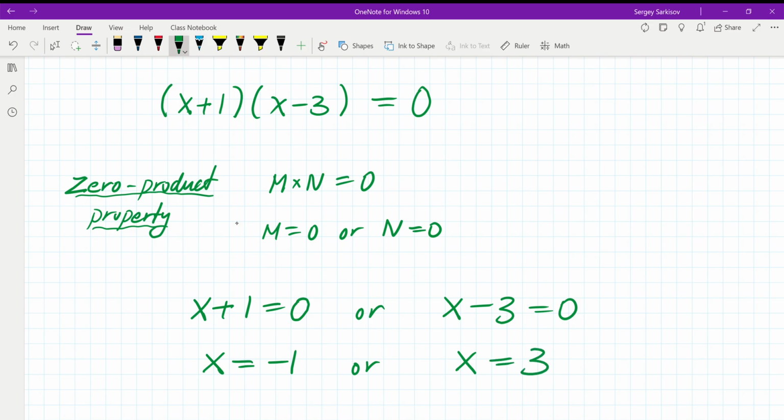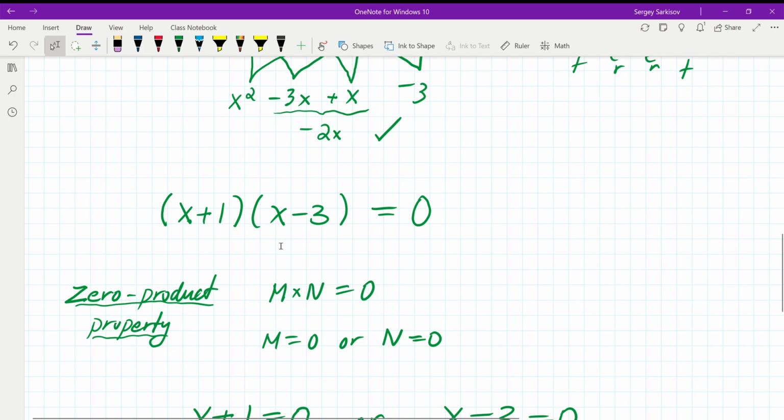Only possibilities. Nothing else will work. For example, you may say, well, what if I try 100? 100 plus 1 is not 0, and 100 minus 3 is not 0. Don't worry about what it is. It's not going to be 0, right? And we want 0 on the right side. So it has to be a negative 1 or a positive 3, and then it will work.